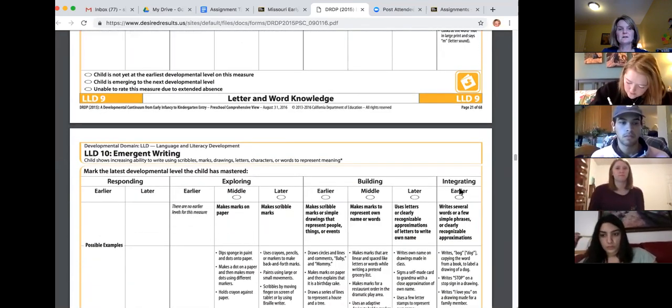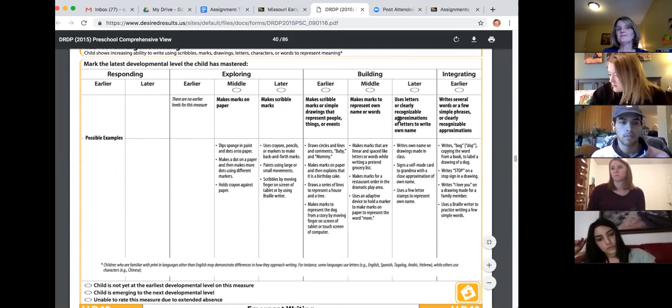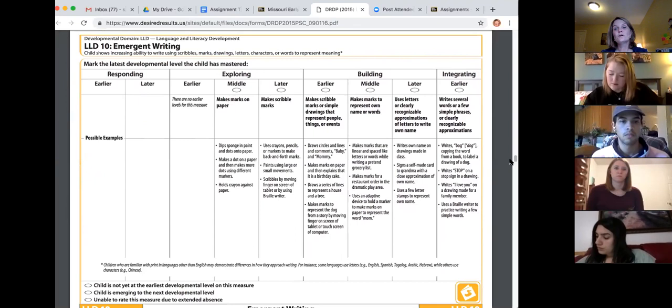Okay, so here we come to emergent writing. Again, I think this would be another way for you to build. If they were making their pizza model, you could have little tent cards, and they could label, whether it's cheese, or you could give them the choice. Do you want to label your parts, or do you want to draw a picture of your model?